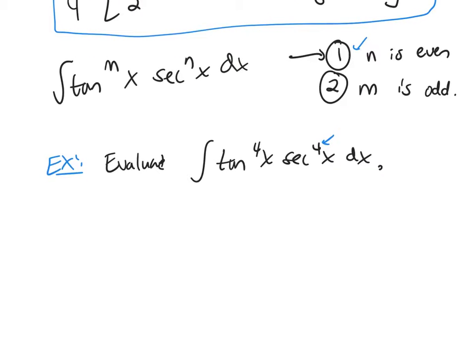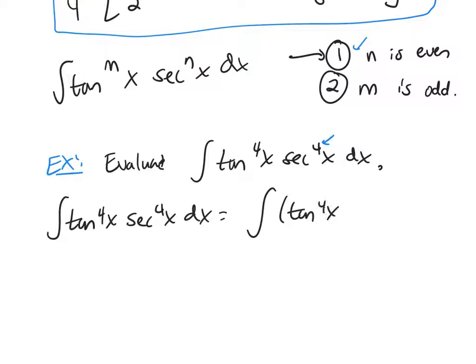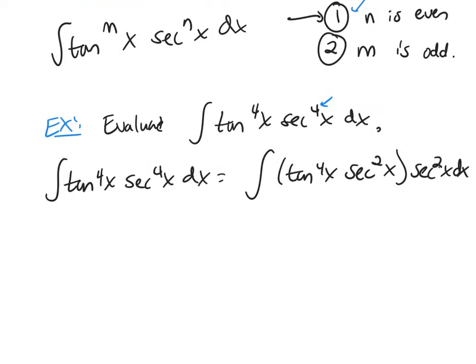So what you're going to do is you're going to separate off two of them. Tangent to the fourth, secant to the fourth. You're going to break it up as tangent to the fourth. Remove 2 of the secant, so you'll have secant squared and an extra secant squared at the end. And then you're going to take the remaining secant squared, which is that one, and rewrite it in terms of tangent. So this is going to be 1 plus tangent squared.